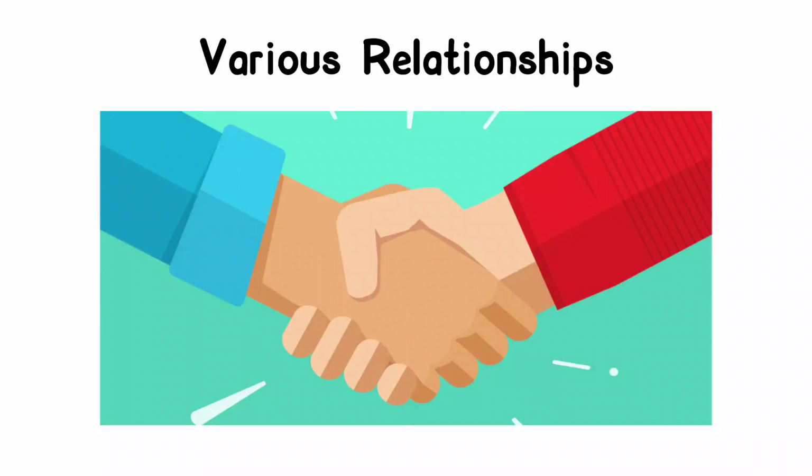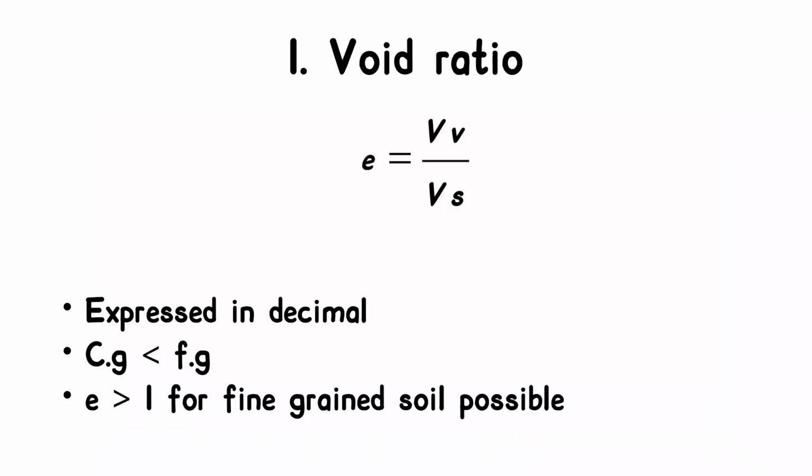Now you'll have different terms: Ww, Ws, Va, Vw, etc. All this will form relationships among them, and you will get different terms. The first one is the void ratio. The void ratio is defined as the volume of voids to the volume of solids. It is denoted by the letter e. It is expressed as a decimal.